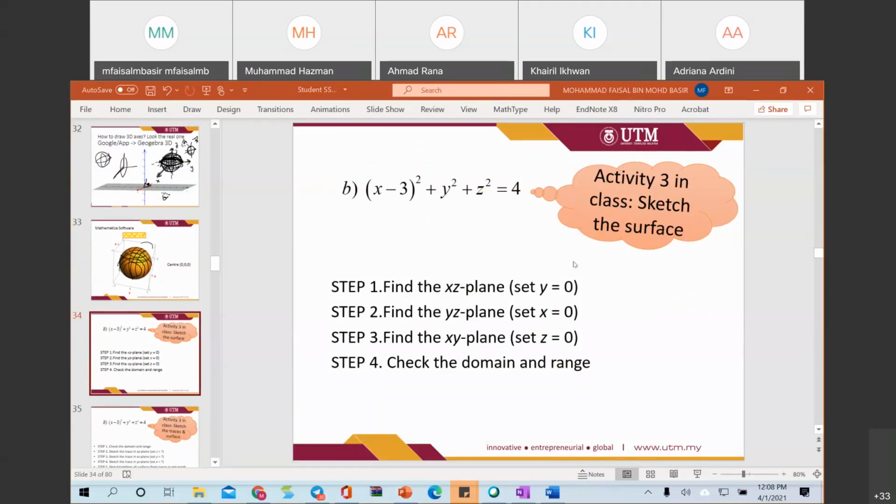Okay, we continue this. Find the xz plane, set y equals to 0. The yz plane, x equals to 0. Find the xy plane, z equals to 0. This is y 0, x 0, z 0. Okay, I want to ask you, is this correct for this case?